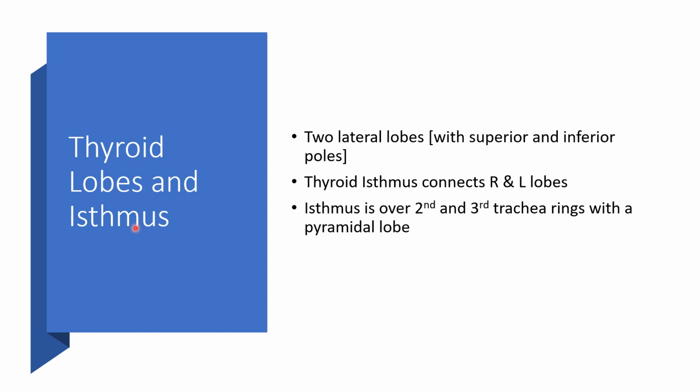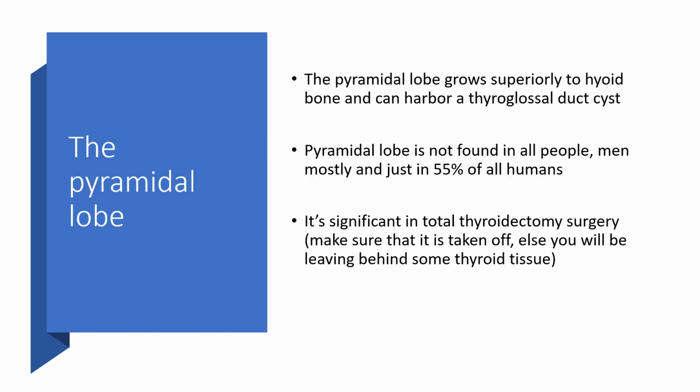Thyroid gland lobes and isthmus. There are two lateral lobes with superior and inferior poles. The thyroid isthmus will connect the right and left lobes. The isthmus is covering the second and third tracheal rings, with a pyramidal lobe that is going up to the hyoid bone. The pyramidal lobe grows superiorly to the hyoid bone and can harbor a thyroglossal duct cyst.